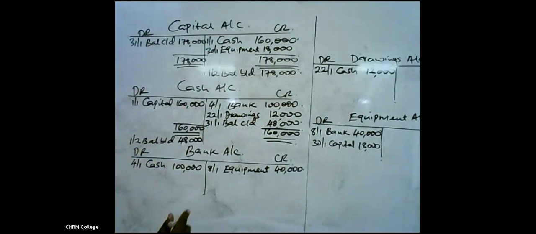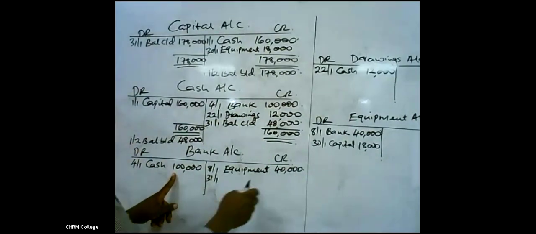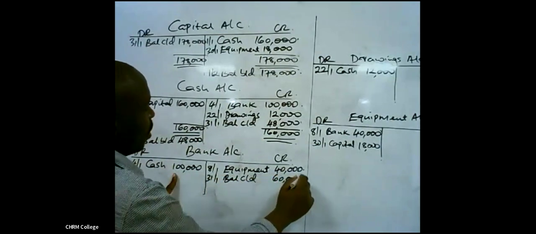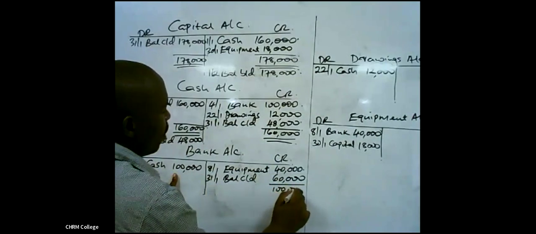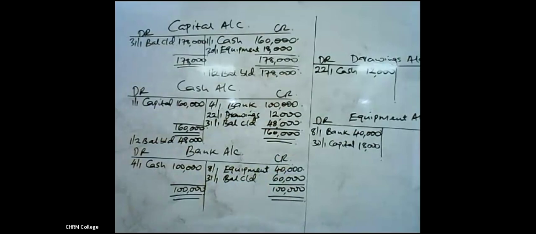For the bank account, you can see that we had received 100,000. We have spent 40,000 to buy the equipment. So the balance carried down is going to be 60,000. So that we have 100,000 here. We also have 100,000 here. That has balanced. But now, when we start the new period, where will be the balance? This side was having more than the credit by 60,000. So the balance belongs here. 1st of February, the balance brought down of 60,000 will be the debit.